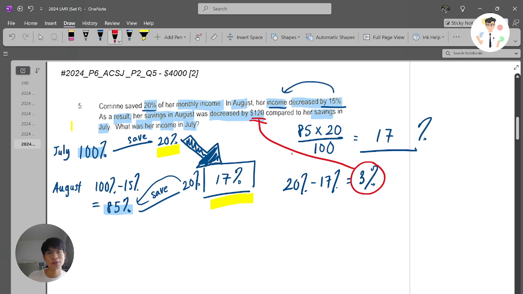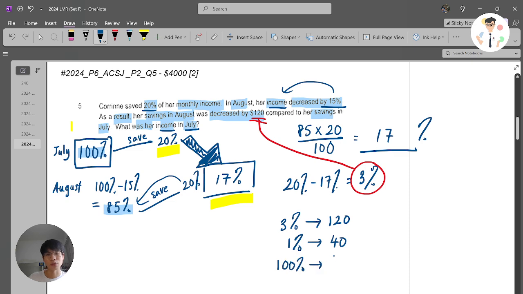And that is the amount that decreased. This 3% decrease is actually the $120 decrease. So now I know that 3% is 120. Then her income in July is what? 100%. So 1% is equal to 40, and 100% is equal to $4,000. And we are done for this question.